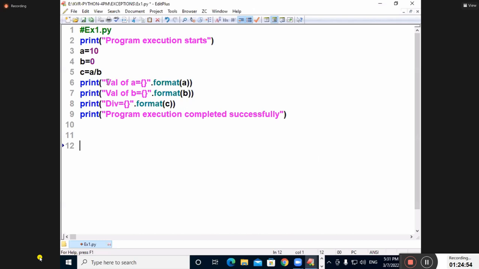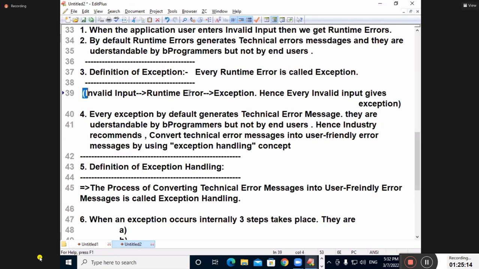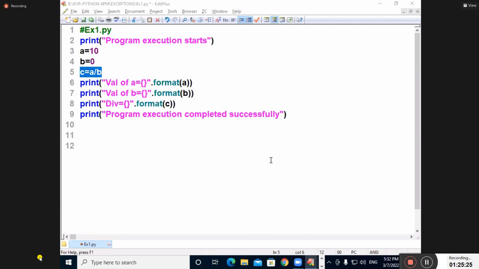Understandable? Once again, in which line is the exception occurring? The 5th line exception is occurring. Because of what is the exception occurring? Already I told you, invalid input, runtime error, exception. Hence, every invalid input gives this. What are you doing, students? Are you following or not? Come on, tell me. Which line exception is occurring? Fifth line. When an exception is occurring, what is the message coming by default?